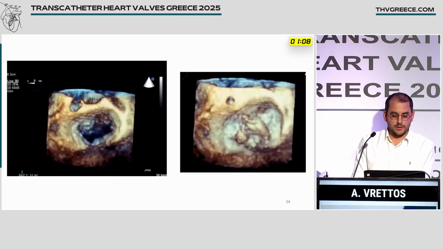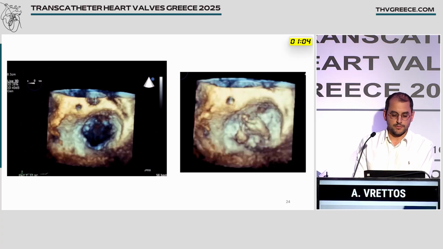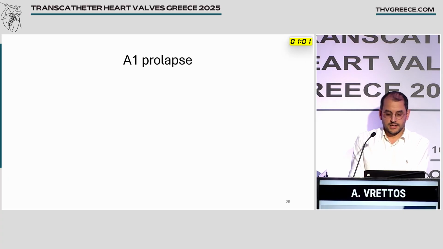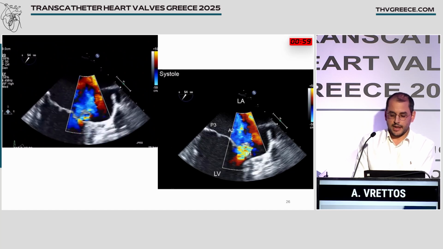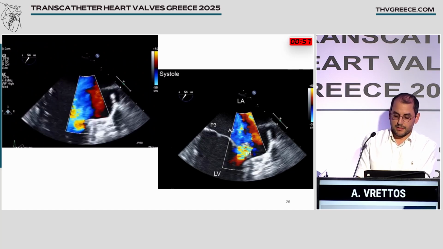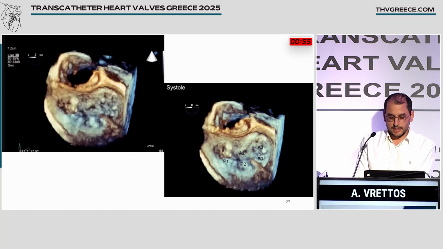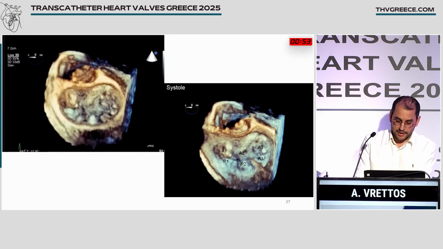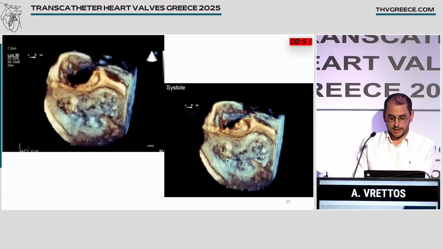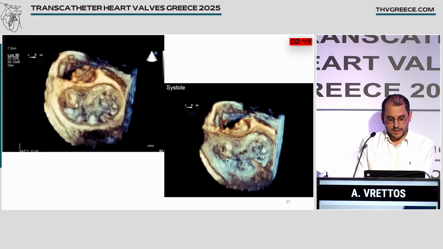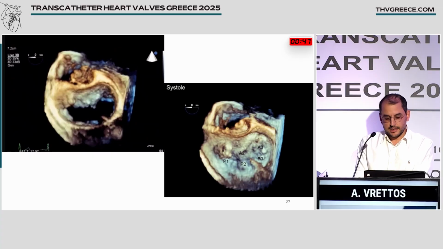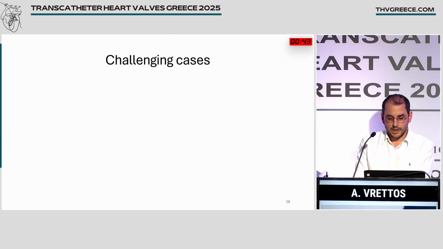And using the 3D, you can get all this information much quicker, so you see the typical P1 and P2 flail. This is an even more challenging anatomy, an A1 prolapse, a very lateral prolapse with a jet originating from the lateral side of the valve. And here with 3D, you can see a prolapse of the A1 segment.